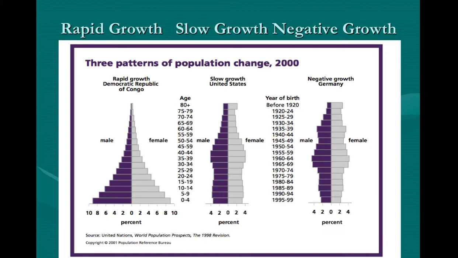And then over on the far right, you have a negative growth. So you can see that it's almost backwards. Their population pyramid is thicker at the top and thinner at the bottom. That would be a slow growth or a lower NIR.